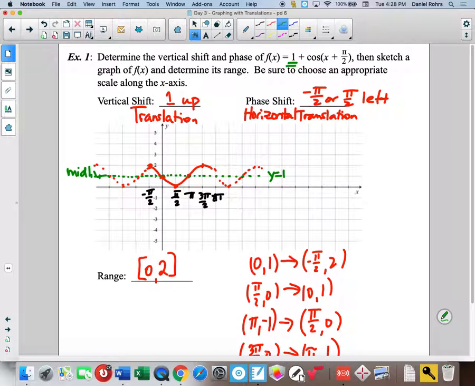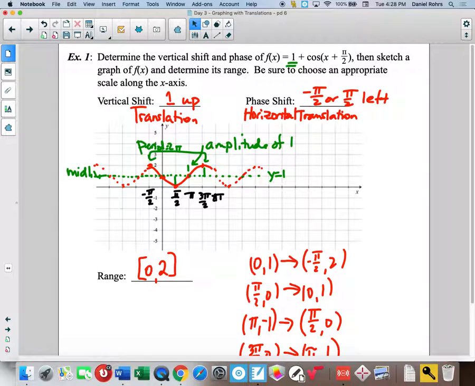Please notice that the distance from that midline to the high point or to the low point is 1. So that implies that we have an amplitude of 1 still. And so we haven't really changed. And also, by the way, notice that from high point to high point is still 2 pi. And so the period here is still 2 pi. We have not changed the period of the function. We have not changed the amplitude of the function. All we have changed is the location of the function. And so the point is, all we're doing is moving it left and up. It's not changing anything else about that wave-like pattern.